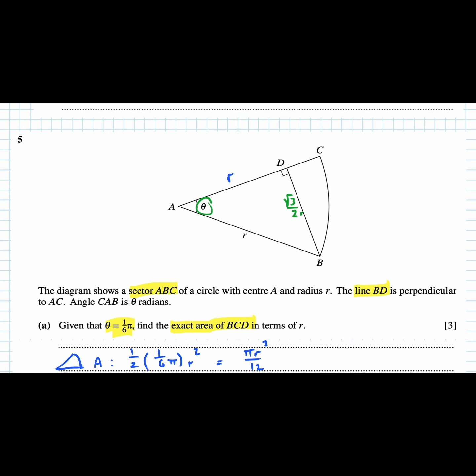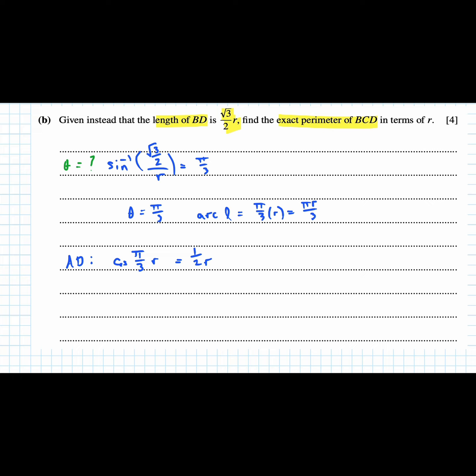Now, you'll know that these questions are not to scale and that kind of thing. So it seems like a little bit of a trick. But AD is half r, so DC is half r as well. We have to have one full r, one full radius.